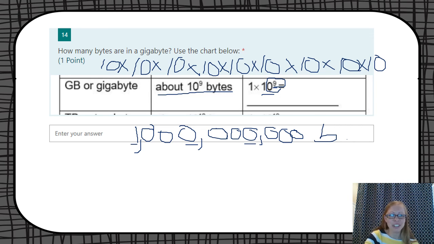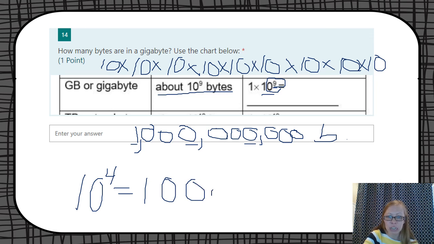Let's just do one more. If I were to do 10 to the fourth power, this would mean 10 times itself, 10 times 10 times 10 times 10, 4 times, which would be the same as a 1 with 4 zeros. I go back 3 and add my comma. 10 to the fourth power would mean 10,000.